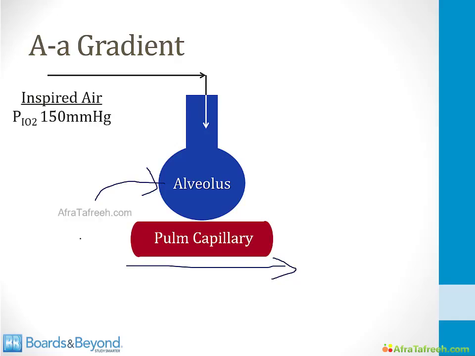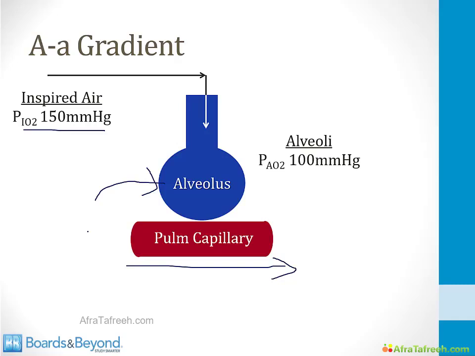mercury. Now you might think because we're inspiring air with this oxygen concentration that we'd find the same oxygen concentration in the alveolus, but that's not the case. The oxygen concentration in the alveolus in a healthy person with normal lungs is about 100 millimeters of mercury. And the reason the PAO2 is lower than the inspired oxygen is because carbon dioxide fills up the alveolus and displaces some oxygen, and oxygen is also taken up by blood in the capillaries. So the net result is a lower alveolar oxygen content compared to inspired air.